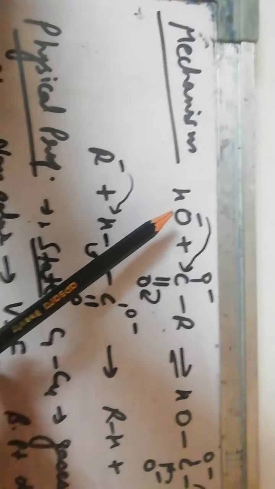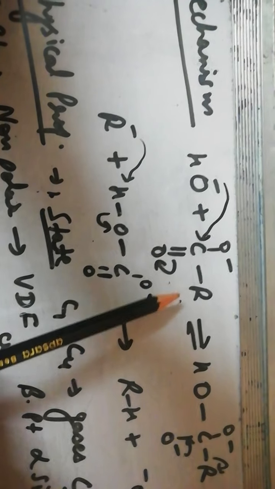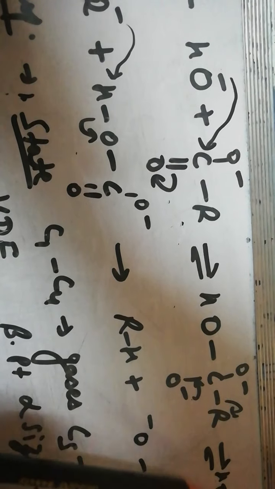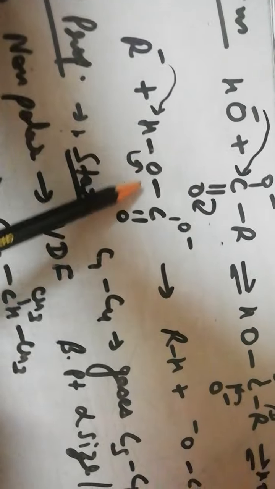The mechanism of this reaction is as follows. From NaOH we will get this OH negative ion. It will react with RCOO negative, that is the carboxylate ion, to give us this product. Now the electrons will move like this and we will get this anion plus R negative. Now R negative will again attack on this ion and we will get RH plus carboxylate anion.